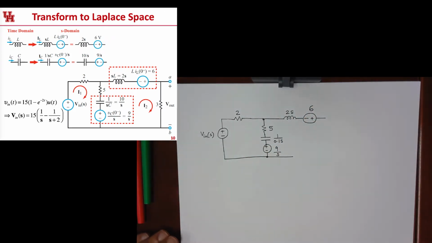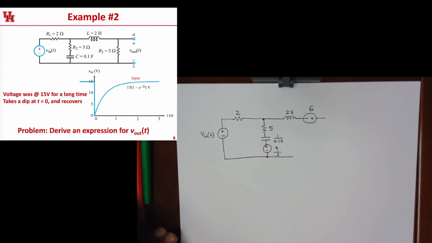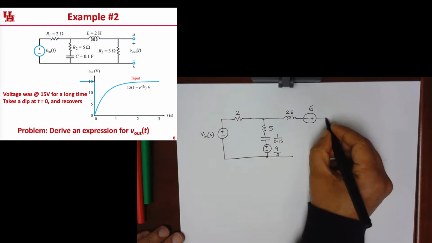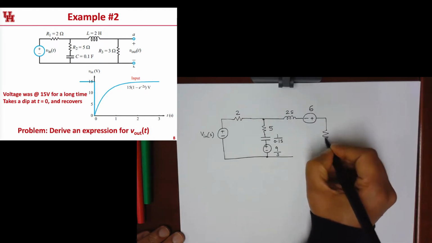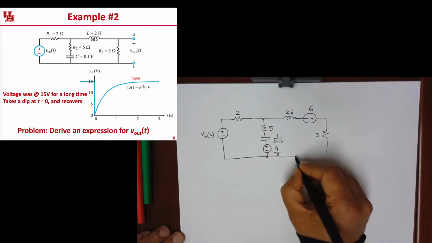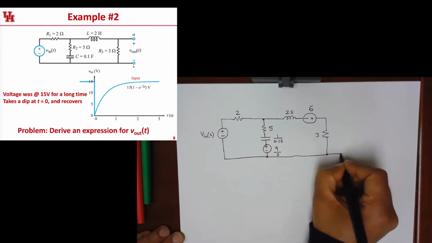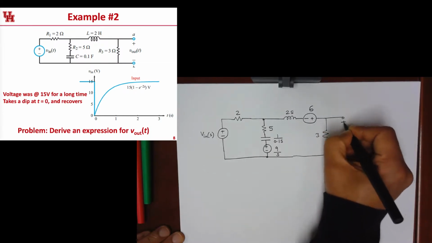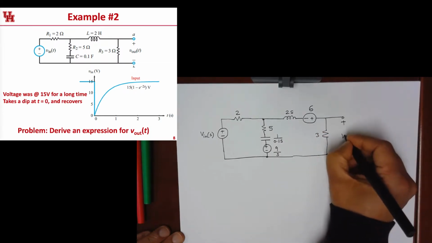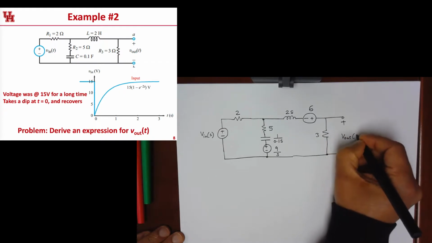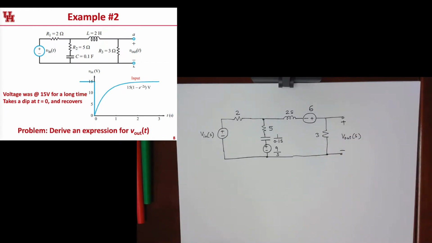6 volts. And then in the original circuit, we had a 3 ohm resistor here, and that's going to go there unchanged, just like that. And this is going to be our output voltage, plus, minus, like that, and we're going to write this as V out of S.